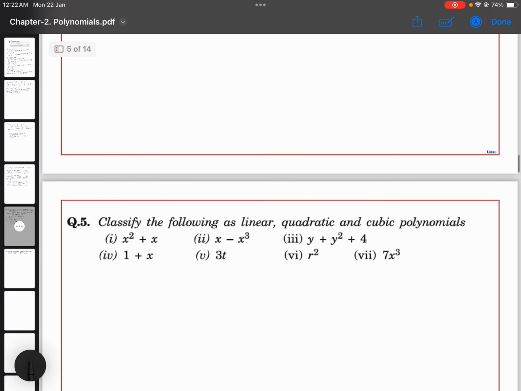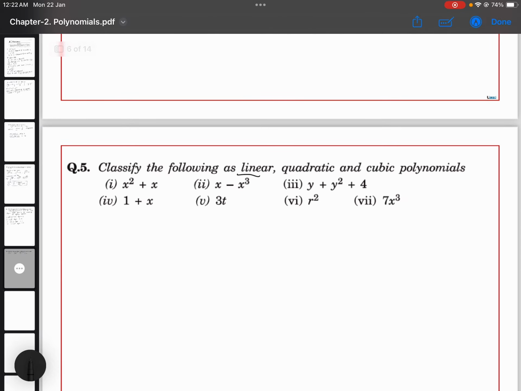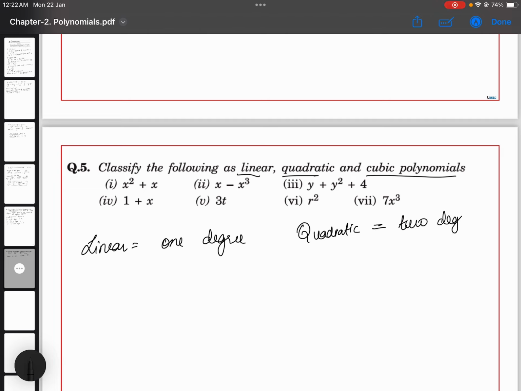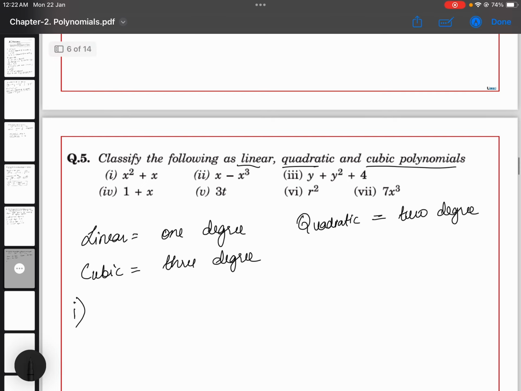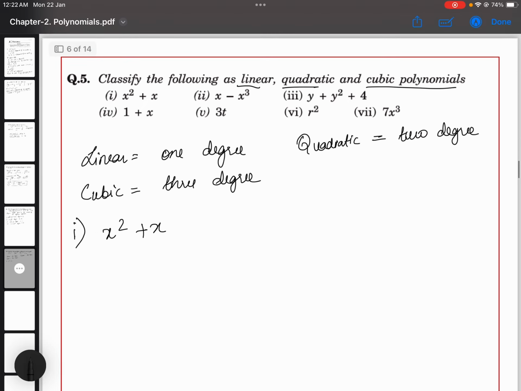Okay. The last question for this is, we're asked to find which of them are linear, quadratic, and cubic polynomials. Linear means it will have only one degree. Quadratic means it's an algebraic expression which has degree 2. And cubic means it should have degree 3. So let's look at the first question. x squared plus x. What is the degree of this given expression? The degree here is 2. So that must be a quadratic polynomial. Clear with this?